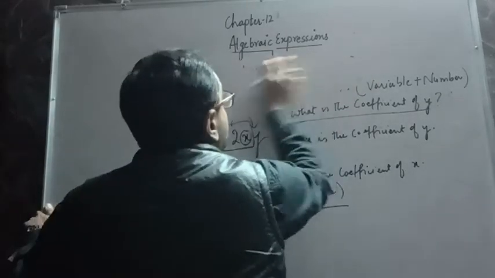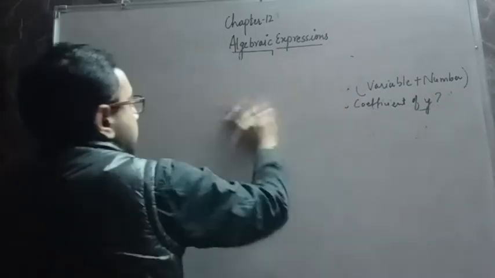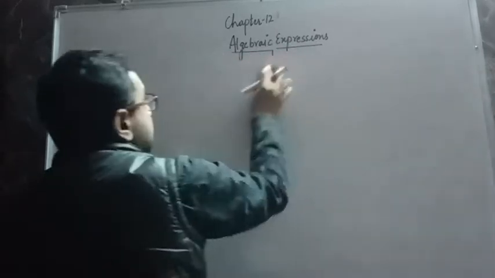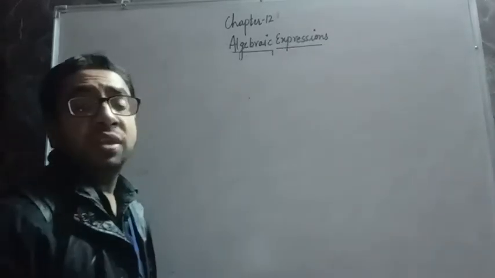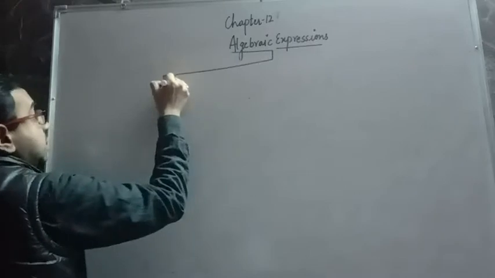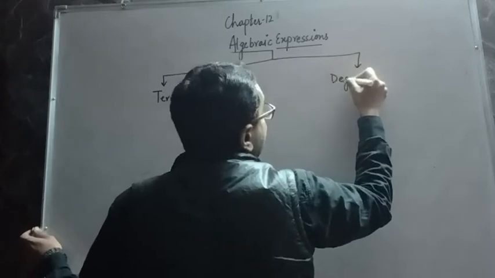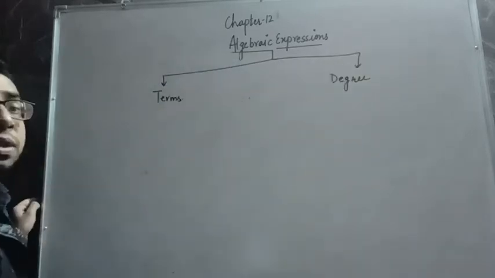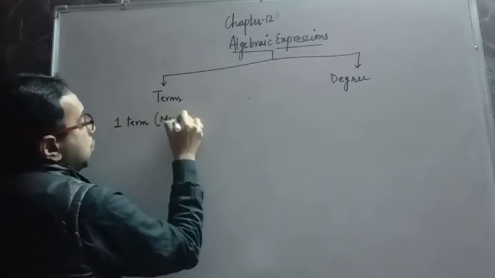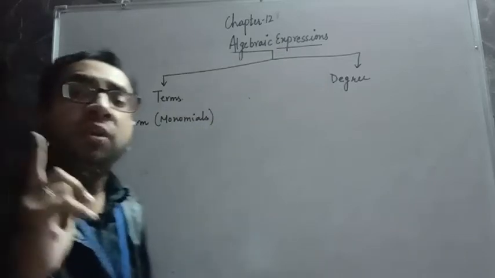Now let us study the types of algebraic expressions on the basis of two basic important segregations. The two important segregations are: on the basis of terms we segregate, and on the basis of degree we segregate algebraic expressions. On the basis of terms, algebraic expressions having only one term are known as monomials.